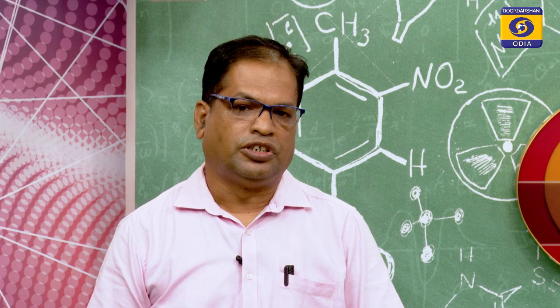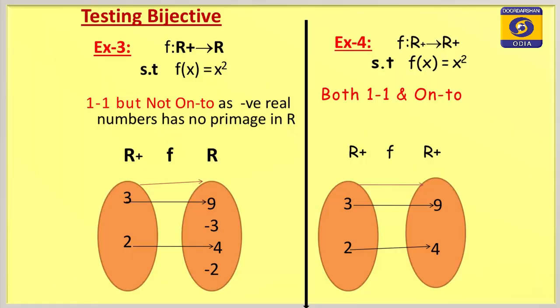Now, you see example 3. What is the difference of example 3 from examples 1 and 2? In example 1 the domain was R, the function was from R to R. In example 2 it is R to R plus, and in example 3 it is R plus to R, from the set of positive real numbers to real numbers. Since there are no negative real numbers, only positive real numbers, the square of 3 is 9, the square of 2 is 4, and the square of root 2 is 2. So, it is 1-1.